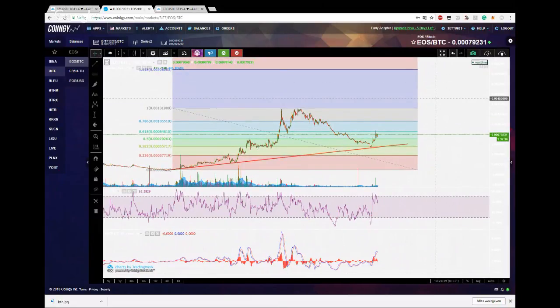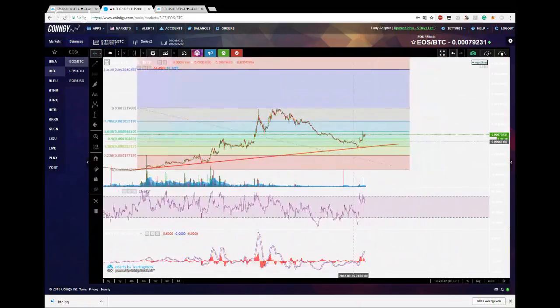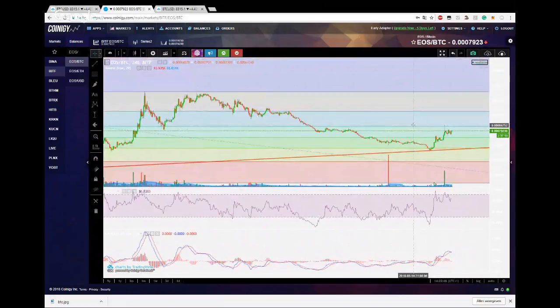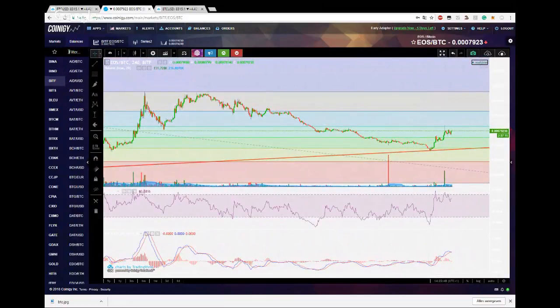I'm obviously holding my bags. I think EOS is by far my biggest alt bag. That's because I started it at $1.30, and then it was already a significant amount of money that I put into it. So for now, you just have to wait.